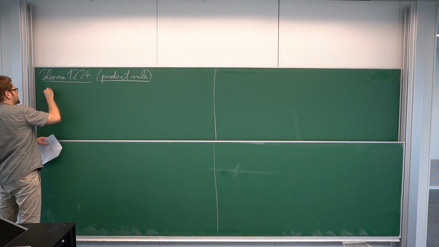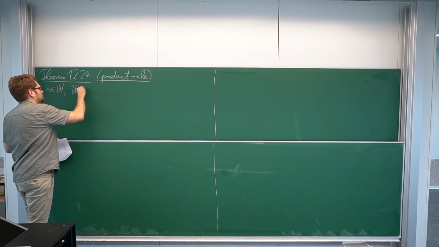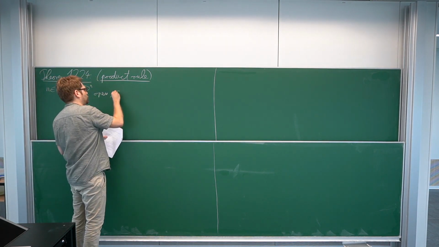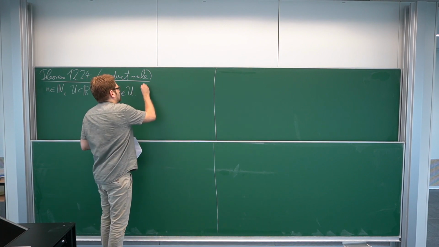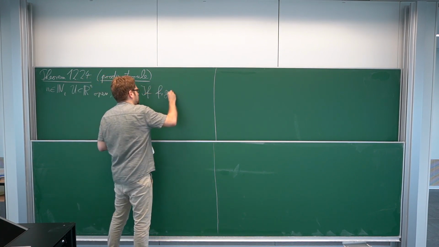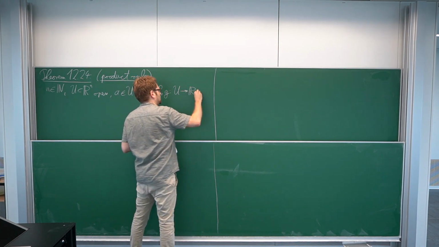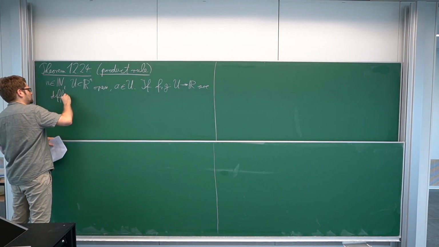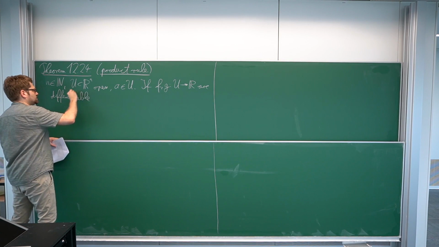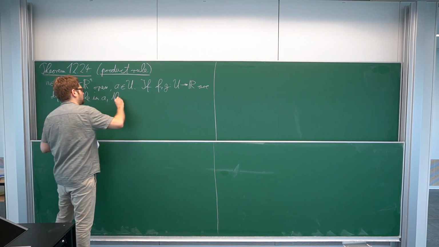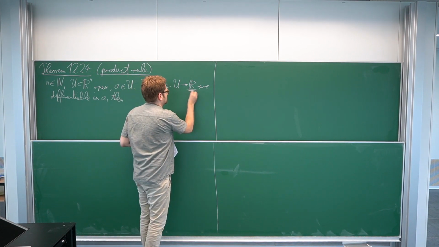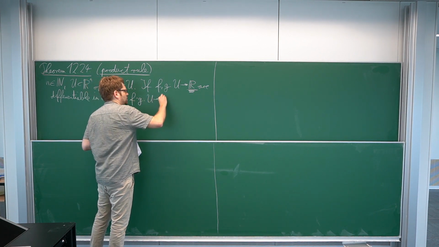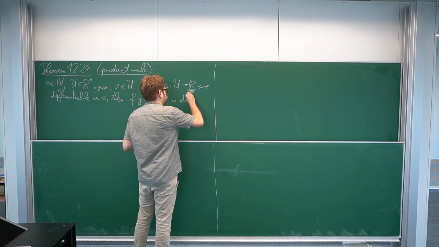So in this case we take n in the natural numbers, we take U an open subset of Rn, and we take a point A in U. If two functions f, g from U to R are differentiable in A, then, and since they both map to R, this is important here, f times g, which is also going from U to R, is also differentiable in A.